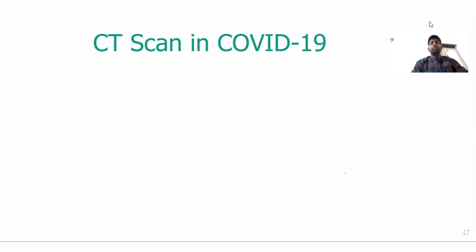There are various guidelines for the indications of CT scan. One set of guidelines has been given by AIIMS, and there is another set of guidelines given by the Society of Chest Imaging and Intervention. If we summarize both the guidelines, the basic gist of the indications is the same, and we are going to look into them one by one. This has to be understood very clearly, not only by the doctors, but also by the patients, so that there is no unnecessary wastage of resources. So let us start by looking at the indications.